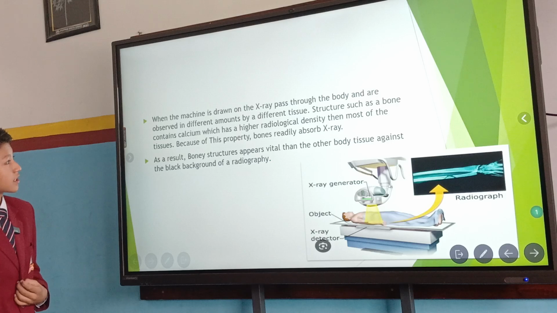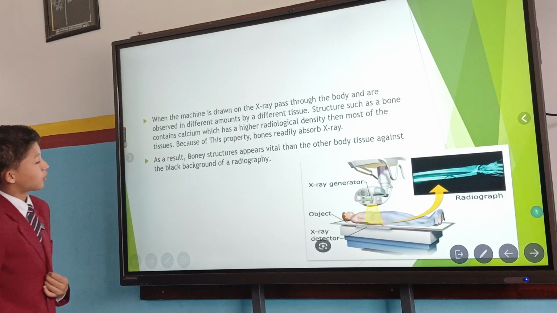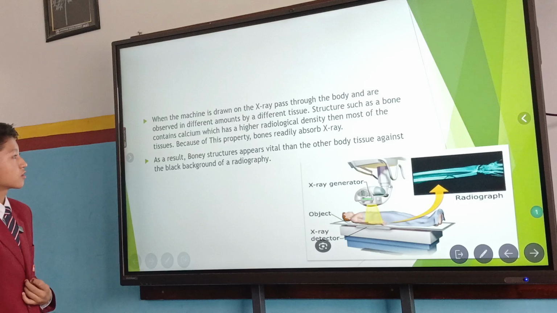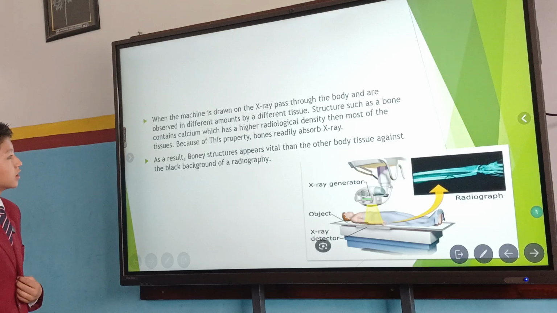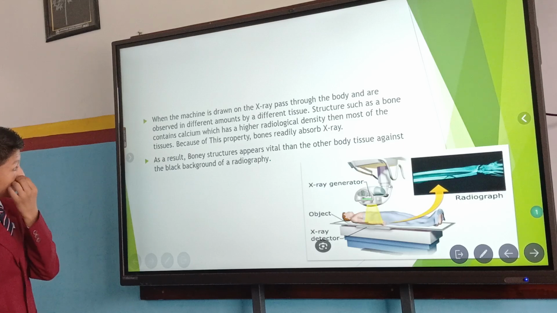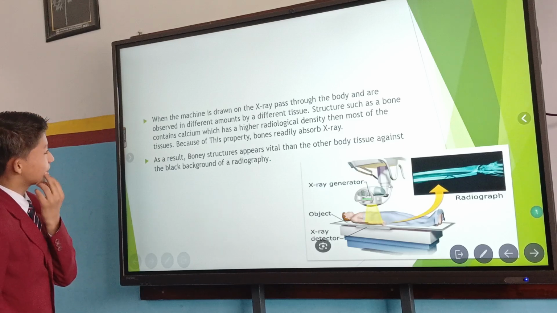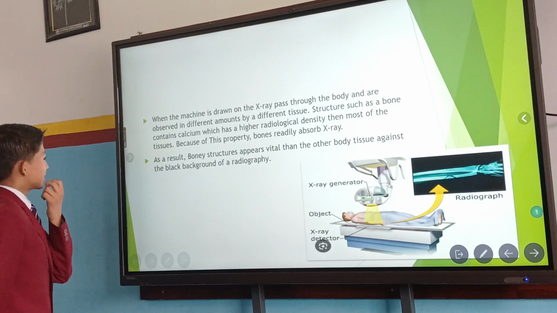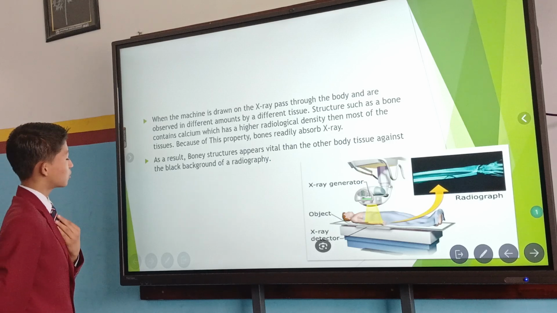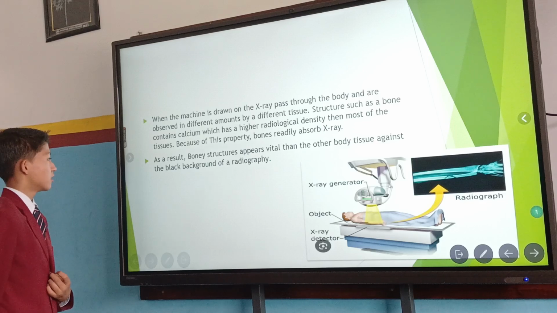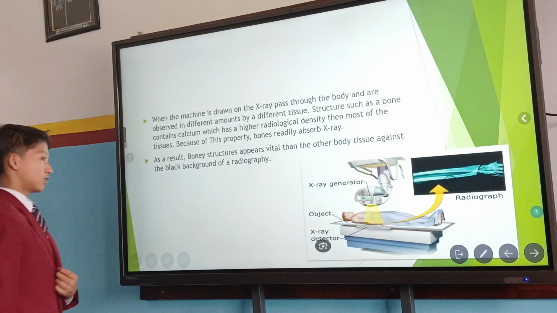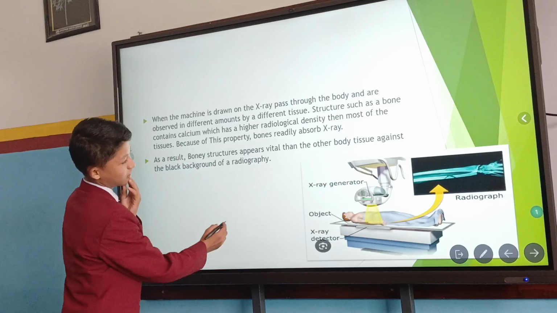When the machine is turned on, the X-ray pass through the body and are absorbed in different amounts by the different tissues. Structure such as a bone contain calcium, which has higher radiology density than most of the tissue because of the property. Bones readily absorb X-ray. As a result, bony structure appear whiter than the other body tissue against the black background of the radiograph. And as we can see, here is a picture of X-ray.